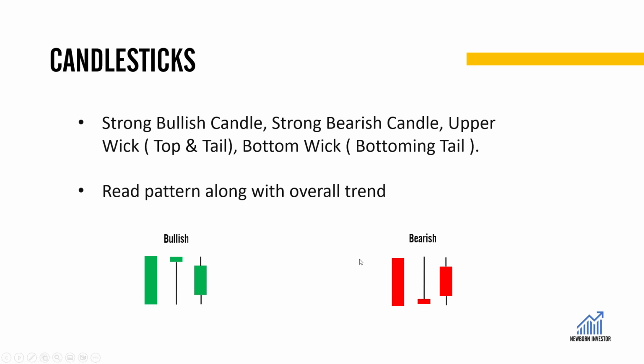On the pullback setup, as we discussed, the stock breaks the pre-market high, continues higher with volume, and then gives you a pullback of not more than 50%. And if I get this candle on that pullback, that is an extra confirmation that the stock is going to go higher, because this is a bullish candle and we call it a bottoming tail. Sellers tried to move the stock price down and bulls came in and bought it up.